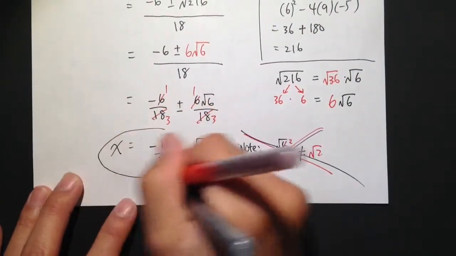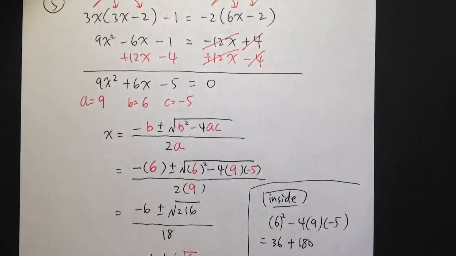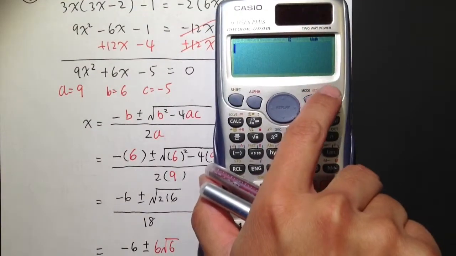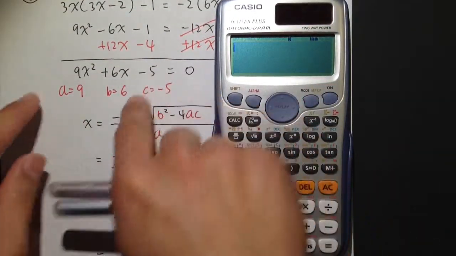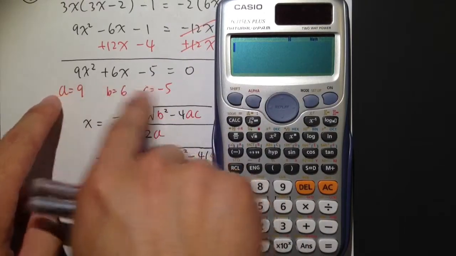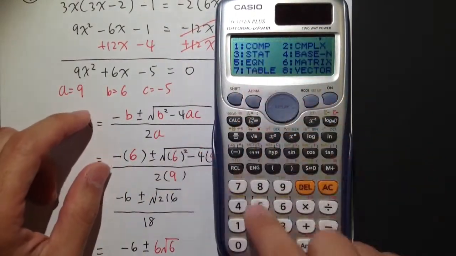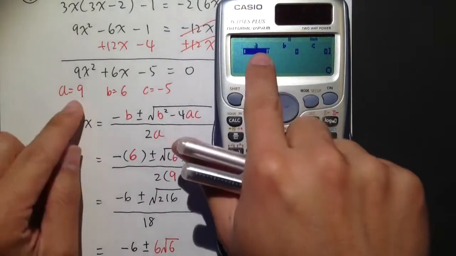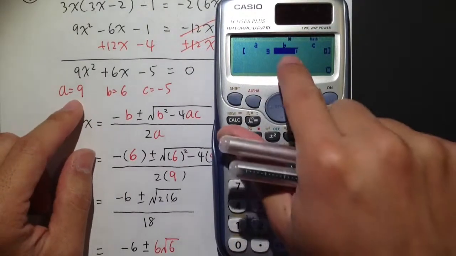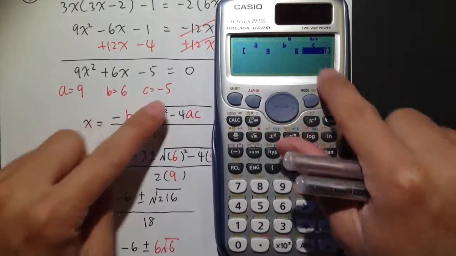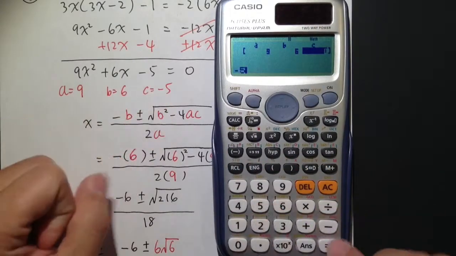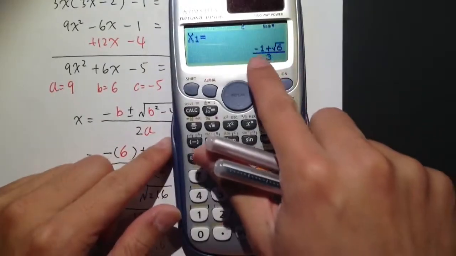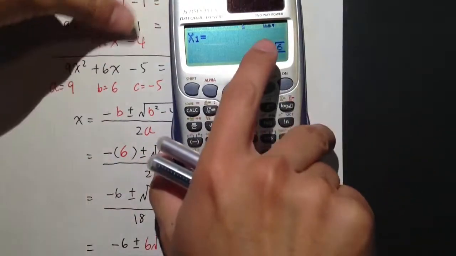This is the answer. And then as a good habit, use a calculator to check the answer from the beginning. So you still have to show all the work, alright? But then I'm just going to use the calculator to check the answer from here. Go to mode, go to number 5 for equation, and go to 3. Okay? A is equal to 9, equal, B is equal to 6, equal, C is equal to negative 5. And then equal one more time. I get X is equal to negative 1 plus square root of 6 over 3.